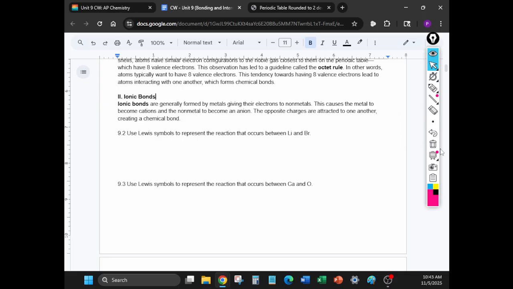So before we start, let's take about 2 minutes again. We're going to do 2 and 3. I want you to draw the Lewis structures of Li and Br. Draw them kind of next to each other. Leave a little bit of space because we're going to be working with those. But take a second to draw Li and Br.